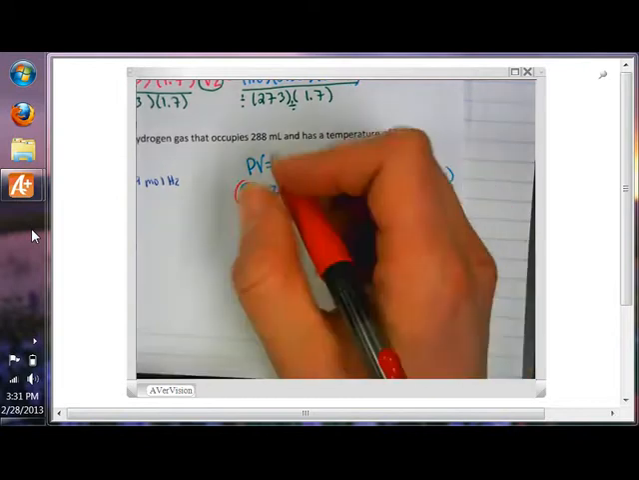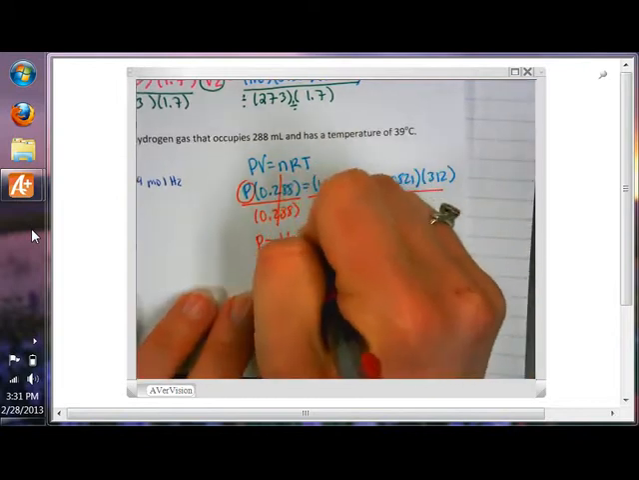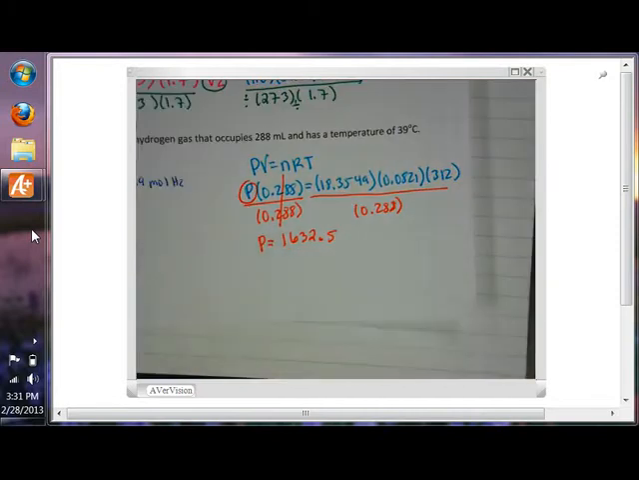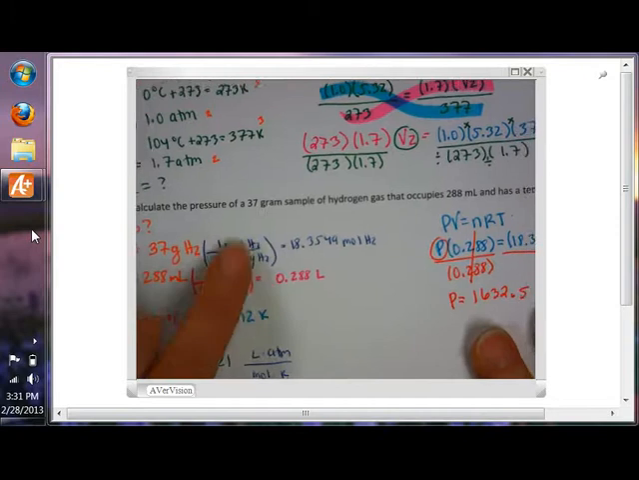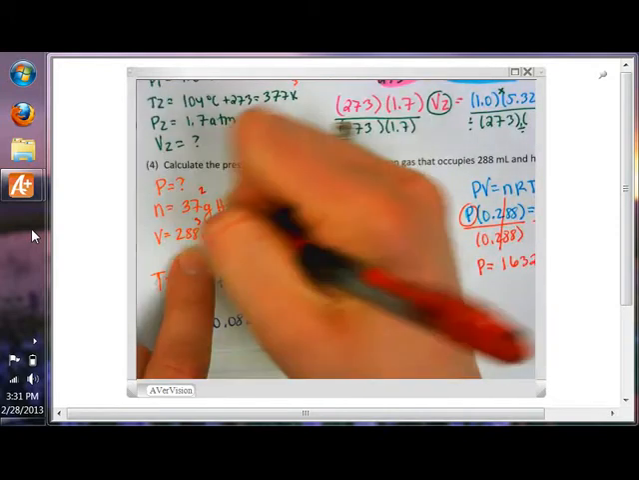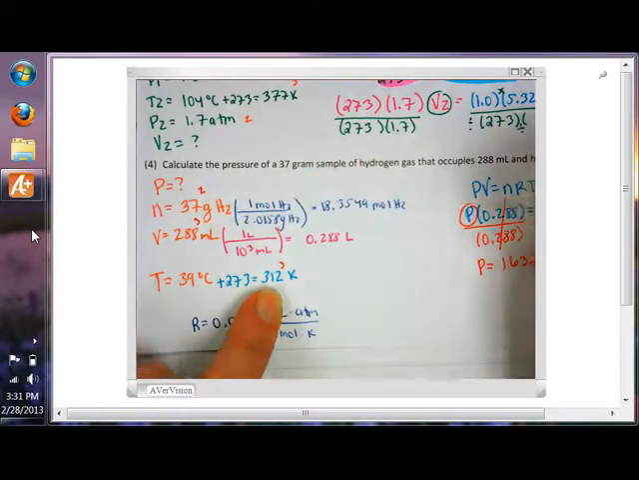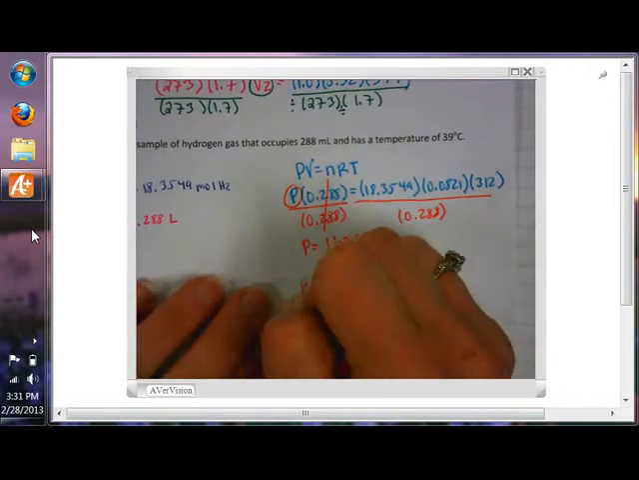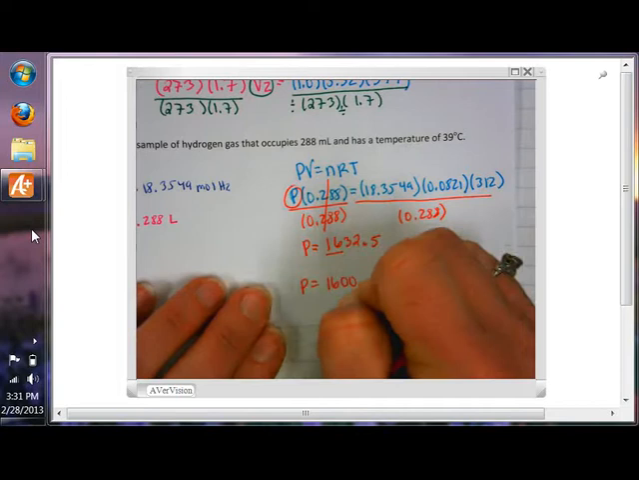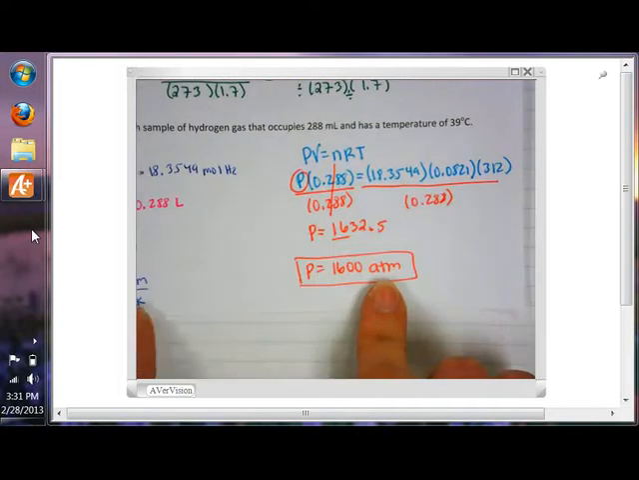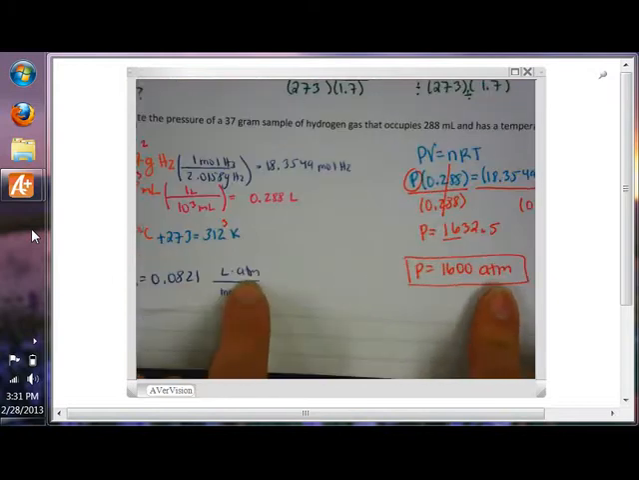1632.5. Now I need to worry about sig figs. So I look back at my problem. They gave me 2 sig figs, 3 sig figs, use the Kelvin, 3 sig figs. So 2 is the lower number of sig figs. So 2 sig figs. So pressure equals 1600 atmospheres, atm. Because atmospheres is the unit of pressure in this R constant here. So that's why my final pressure is in atm.